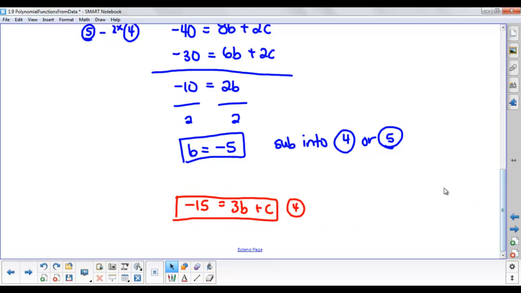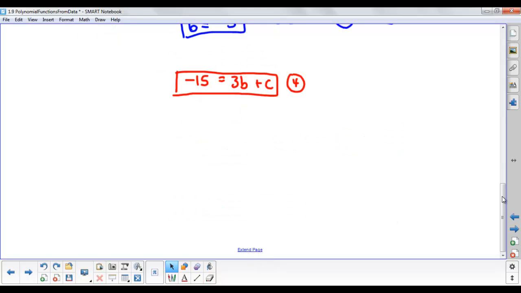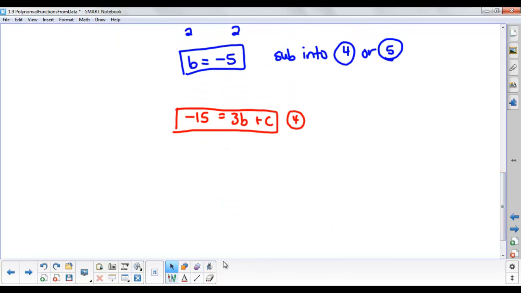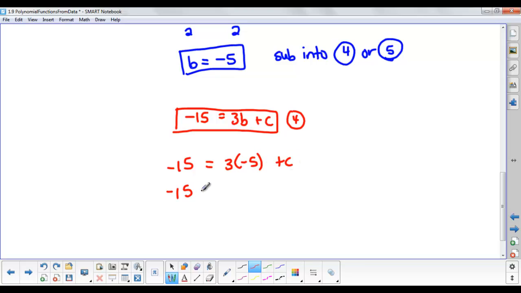Okay, so there is equation 4. I now know that b equals negative 5, so negative 15 equals 3b plus c. Well, negative 15 equals negative 15 plus c. And when I solve for c, I move this negative 15 over. C ends up being 0. So we've discovered that a equals 2 much earlier on into this lesson. We've discovered that b equals negative 5 and c equals 0.